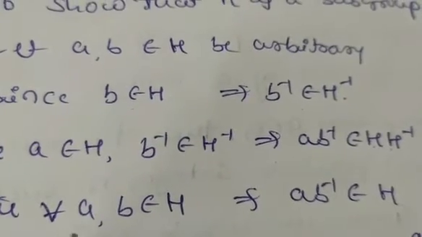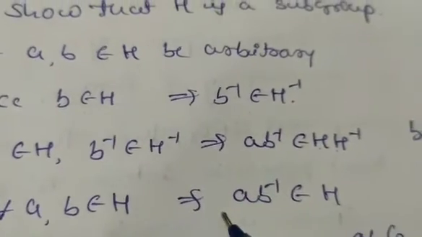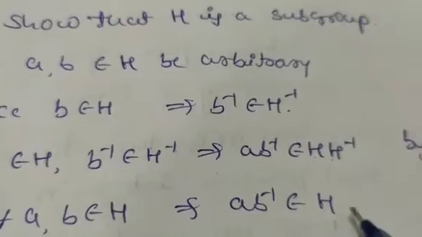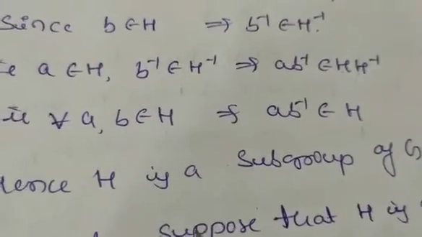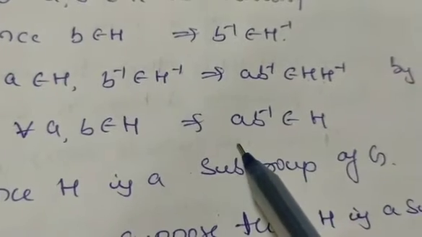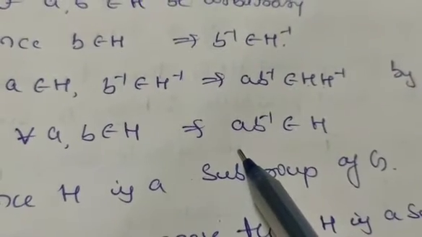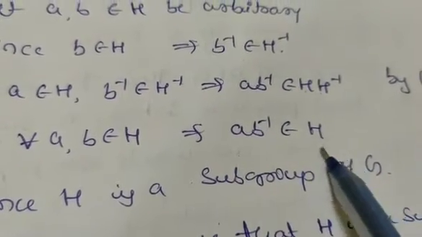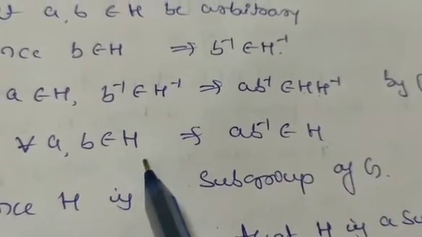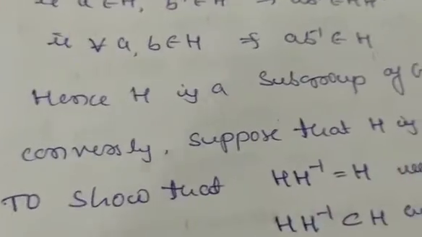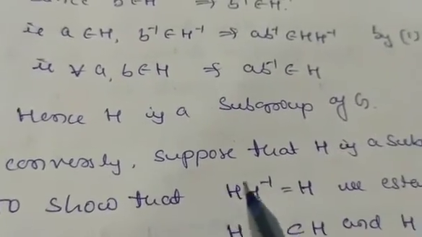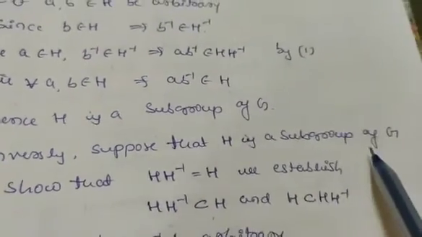So for all A, B belongs to H, this implies AB inverse belongs to H. This is from equation number 1. So hence H is a subgroup. This is the necessary and sufficient condition for a subset H to be a subgroup. That is, for all A, B belongs to H, AB inverse belongs to H means H is a subgroup of G. Conversely, suppose that H is a subgroup of G.